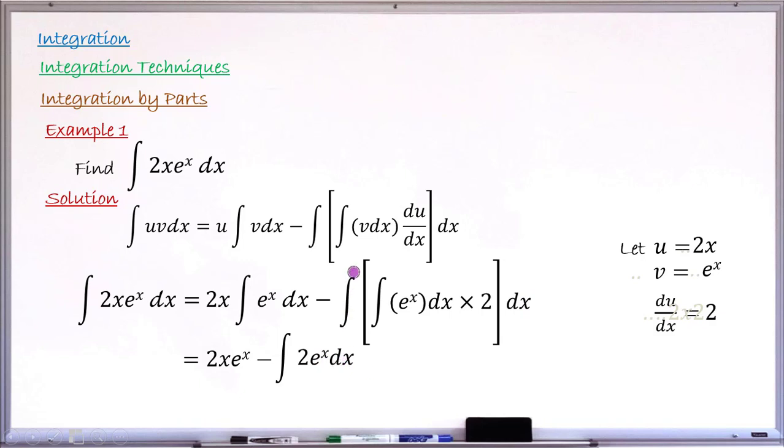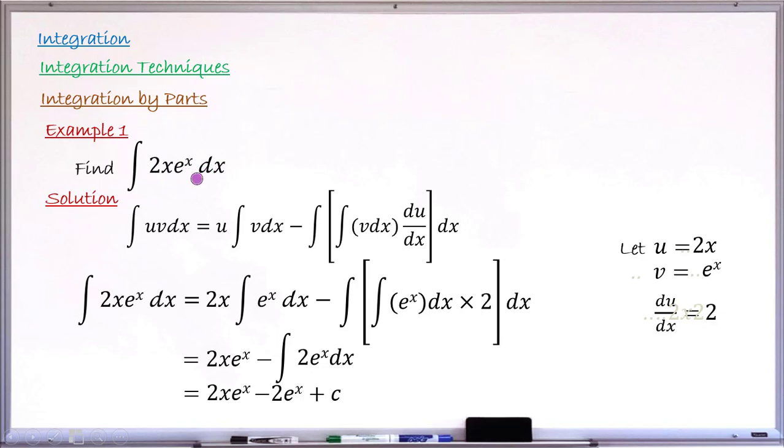Then I'm now doing this integration, which is what I'm going to do next. So copying my 2x e raised to x, and the integral of e raised to x is another e raised to x, times this 2 gives you minus 2 e raised to x, then plus the constant of integration. And this is now the integral of this very function.